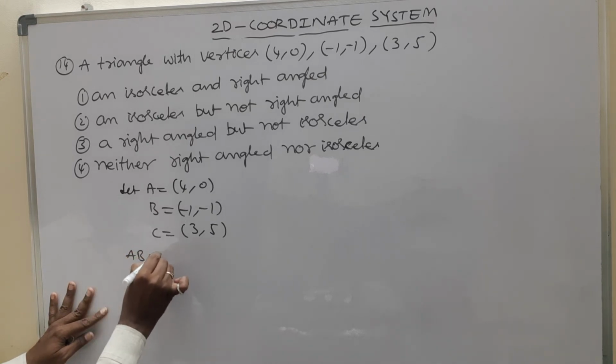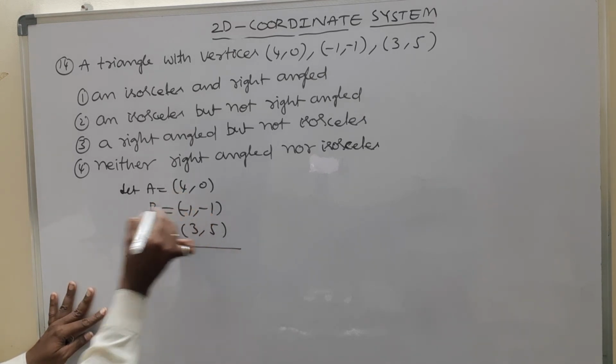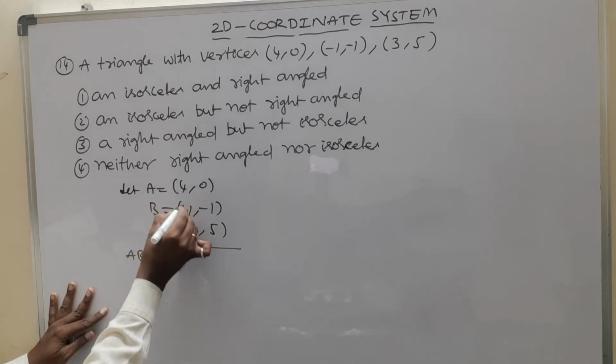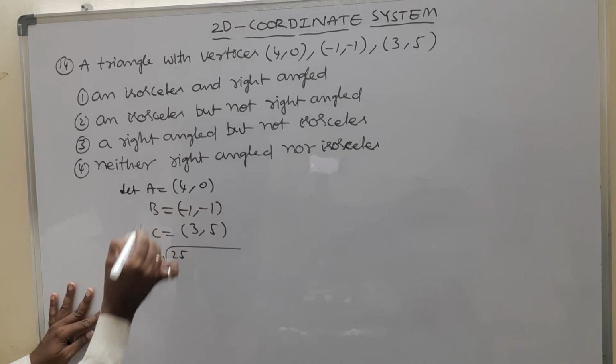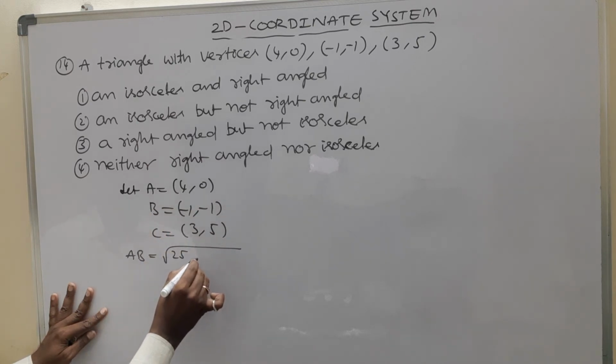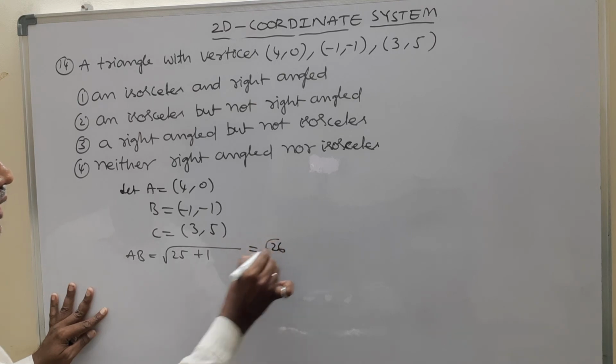AB length, square root of 4 minus of minus 1 plus 1. 4 plus 1 is 5, 5 square 25. 0 minus of minus 1 plus 1. 0 plus 1 is 1, 1 square 1. 25 plus 1 is 26. Root 26.